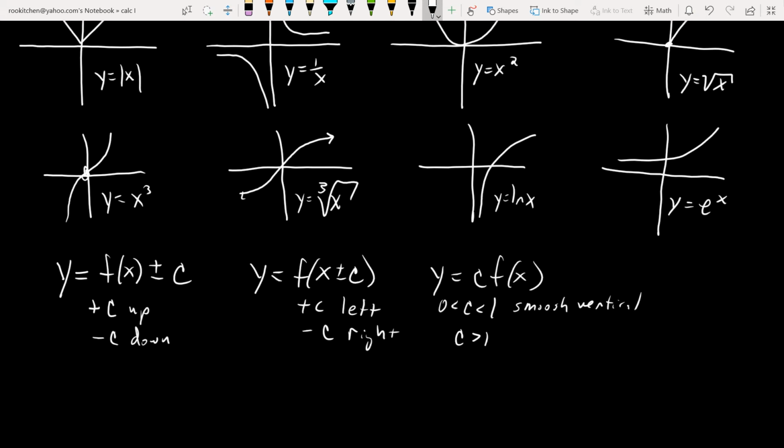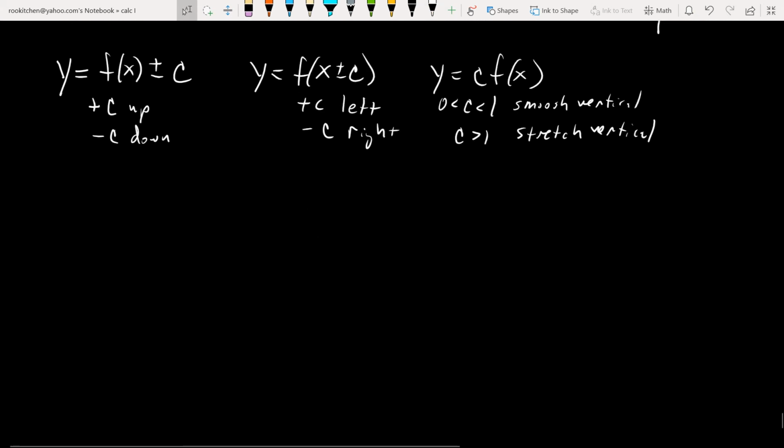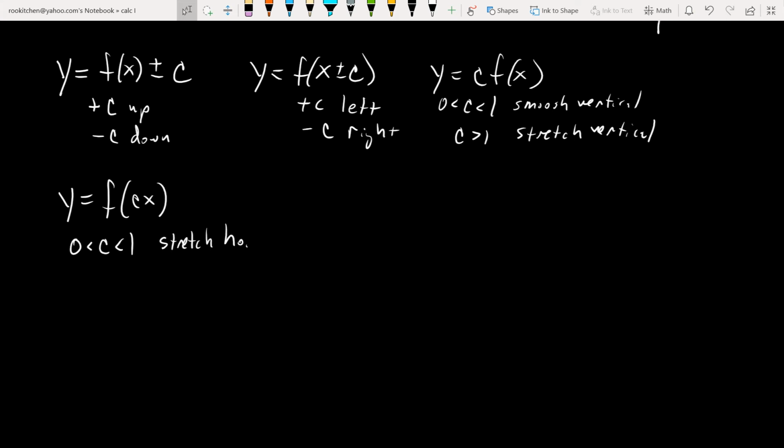If c is greater than 1, it's going to stretch it vertically. And then we could put a c on the inside, so you'd have f of c times x. So this time, if c is in between 0 and 1, it's going to be a stretch horizontally. If c is greater than 1, that will be a smush horizontally. And the best example of these is usually the trig functions, I think, especially for those last two cases. So I'll look at one of those versions.